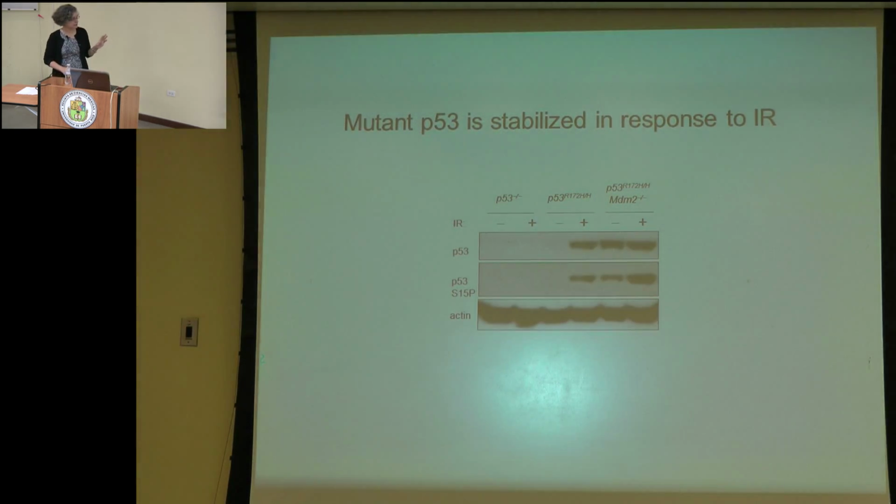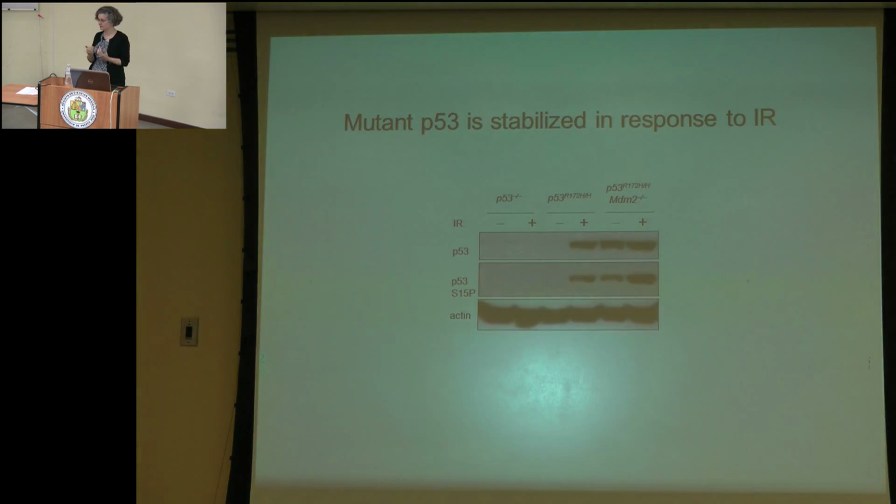Now, I have to stop for a second and tell you that each one of these lanes is a whole mouse that we irradiated and then we took out a tissue. In this slide, it's either the thymus or the spleen, because those are the two tissues that express the highest levels of p53.